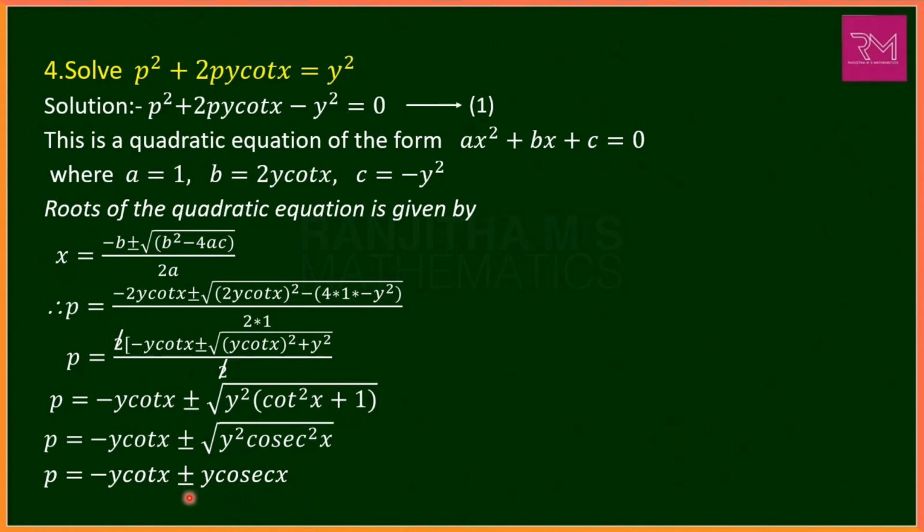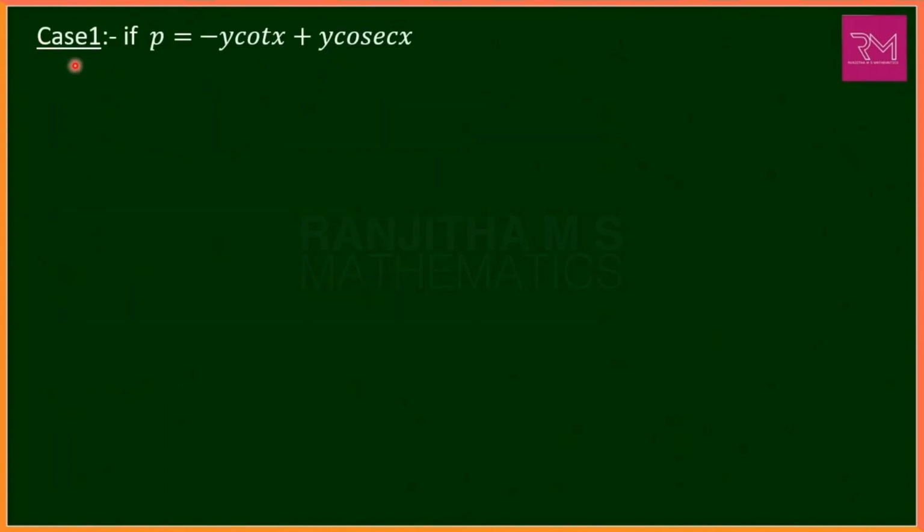To solve the problem, we have to take two cases. Case 1 is if p is equal to minus y cot x plus y cosecant x, what's the value? And case 2 is if p is equal to minus y cot x minus y cosecant x, what's the value we get? Let's see how to solve this. First take case 1 as p is equal to minus y cot x plus y into cosecant x. Here we have to take the positive sign. Here we have minus y cot x, and here also we have y into cosecant x.